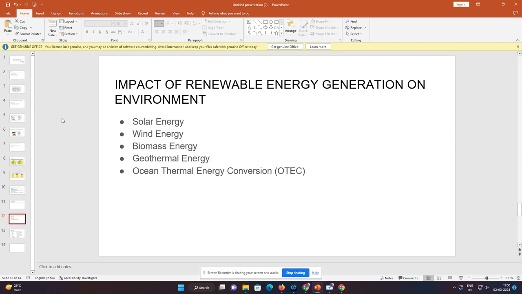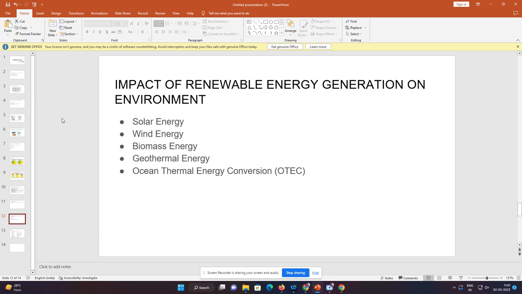So next one, impact of renewable energy generation on environment. In this, first one is solar energy, wind energy, biomass energy, geothermal energy, ocean thermal energy conversion. First one is, let us brief, a short note.